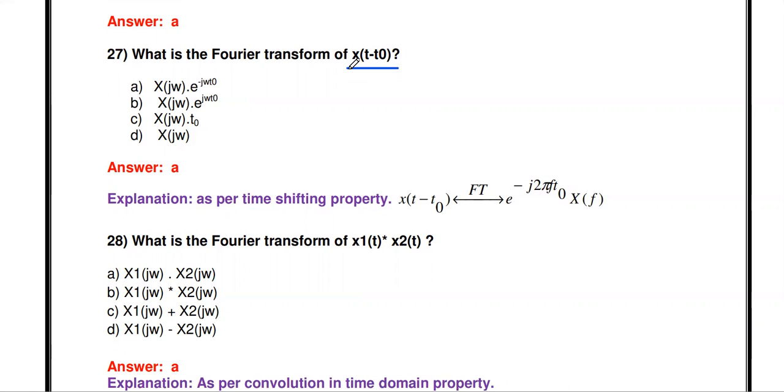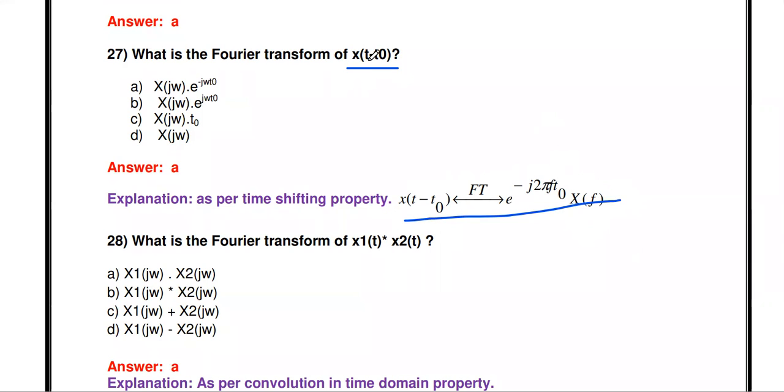Then what is the Fourier transform of x of t minus t naught? It's a time delayed signal. According to the time shifting property of the Fourier transform, if we want to find the Fourier transform of the time shifted signal, the answer is X of f, or X of j omega, multiplied with e power minus j 2 pi f t naught, where t naught is the amount of delay. Instead of 2 pi f, you may put omega also.